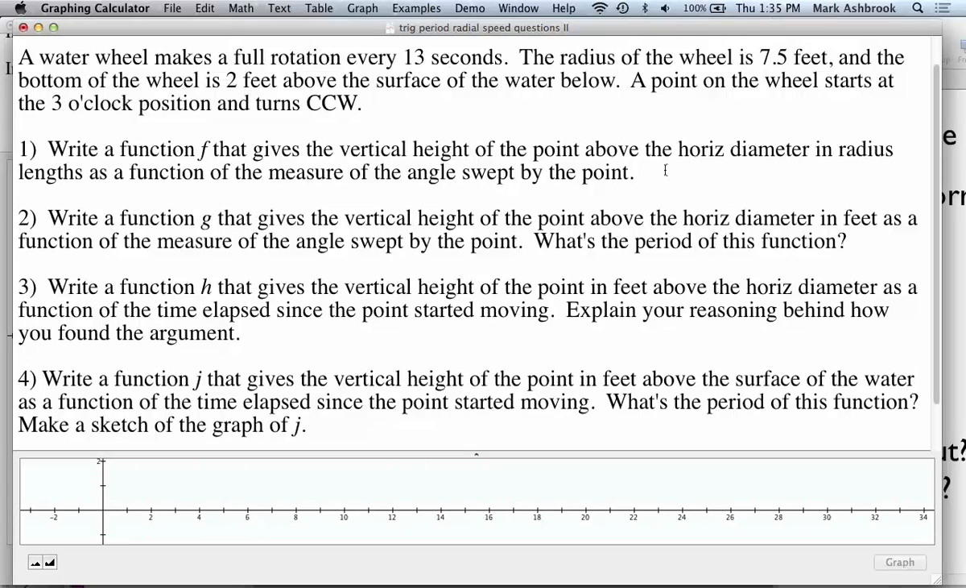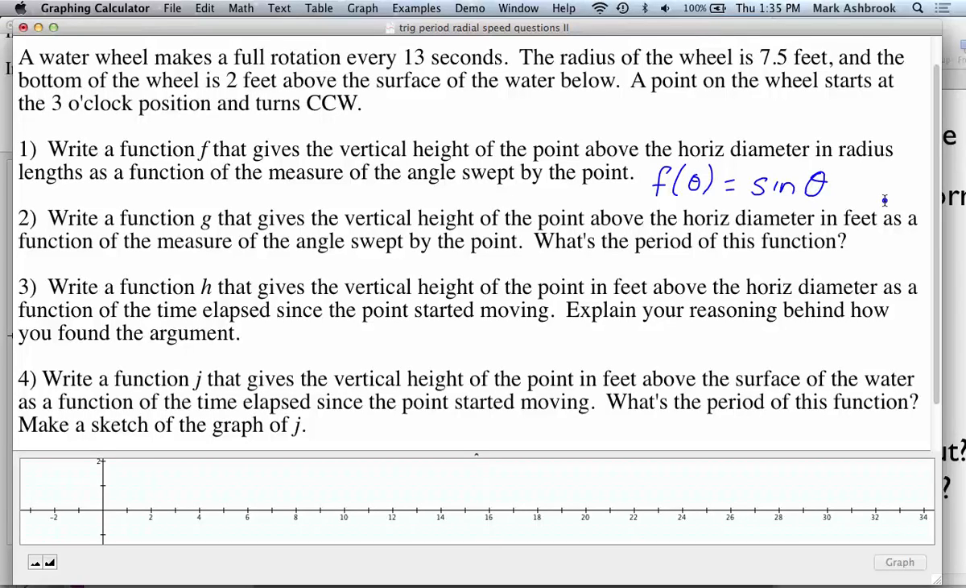So that should ring a big bell in your head. The input is the angle swept counterclockwise from 3 o'clock, and the output is the vertical height above the horizontal diameter in radius lengths. You should all just be like, oh, I know exactly what that is. We've been working on it for 2 weeks. That's just sine theta. That's exactly what sine theta is.